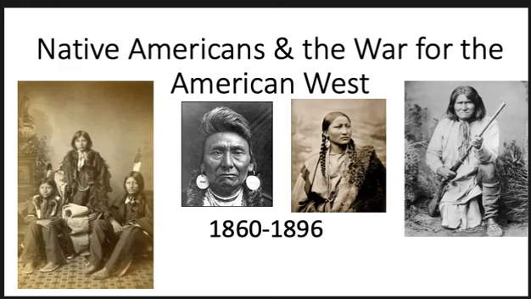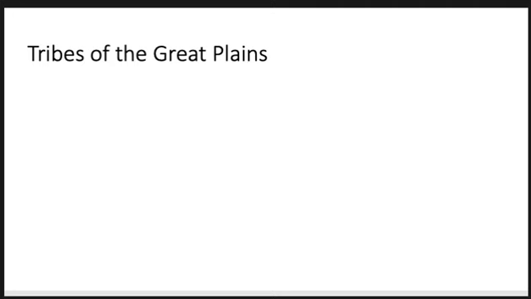Now, Native Americans have a very rich, long history in what would become the United States. Today we're just going to be focusing on the time period from 1860 to 1896, a very dark chapter in the history of the United States and in Native American history, because of some of the things that were done to the people and the drastic changes that happened in their lives. So let's get started.